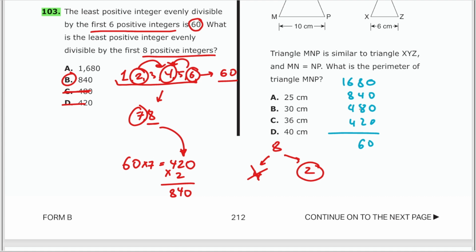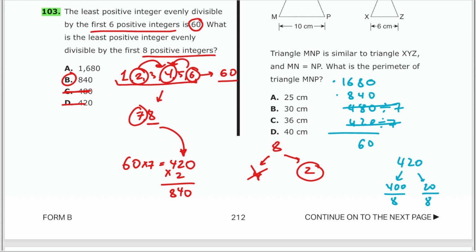Now, 480 is not divisible by 7, right? Divisible by 7 does not exist, because it would have to be 490. So that's out. Now, 420 is divisible by 7. That's cool. What about 8? Not necessarily, because 420 can be split into 400 and 20. When you divide 400 by 8, you get 50. When you divide 20 by 8, you do not get an integer. So 420 is out. So now it's between 1680 and 840, between A and B.